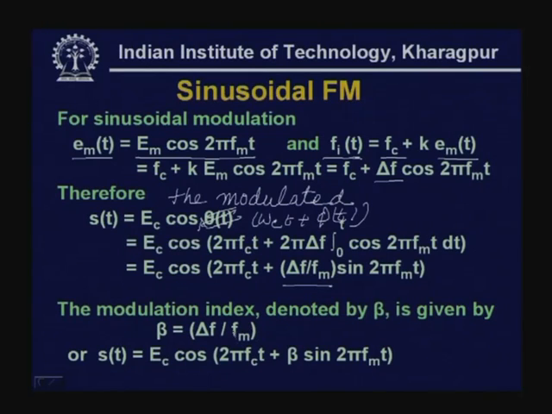So it has a relationship with the modulating frequency f_m, and therefore the modulated signal can be represented by E_c cos of 2 pi f_c t plus beta sin 2 pi f_m t. So this is the representation of the signal whenever you do frequency modulation, and as you can see, beta is the modulation index.